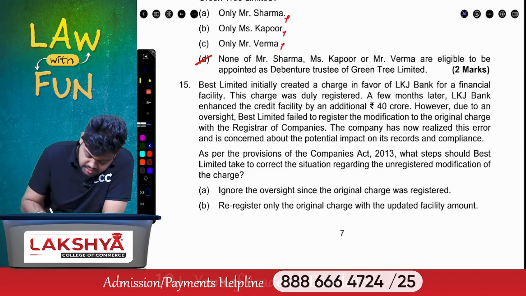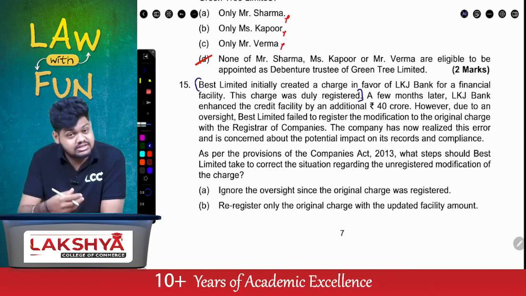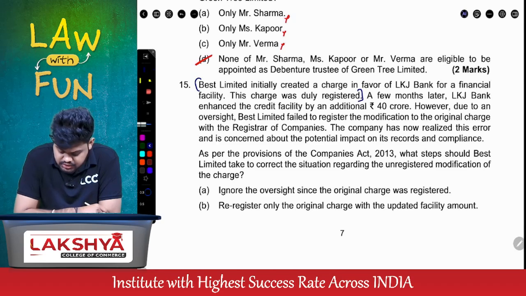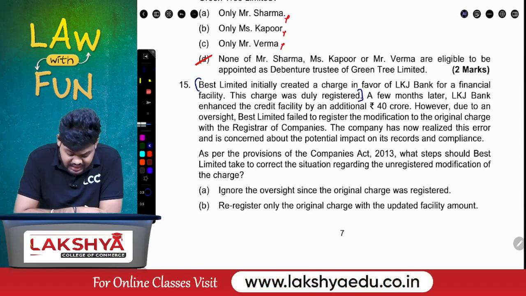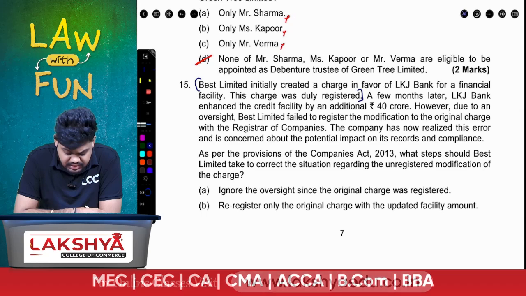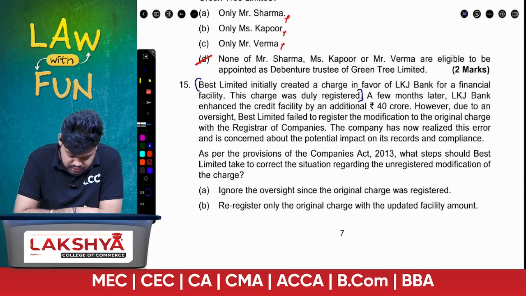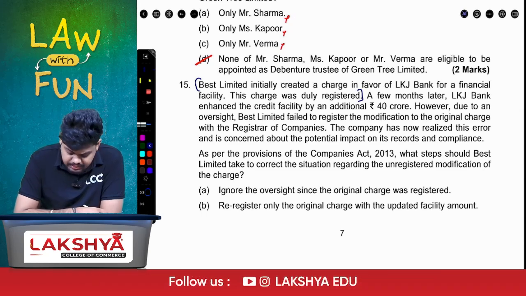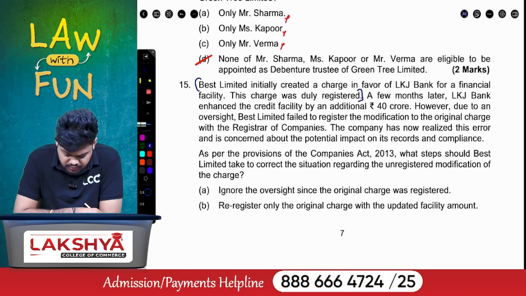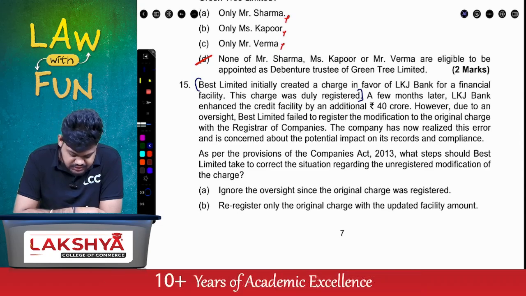This charge was duly registered. So they created a charge and the charge was also registered with the ROC. Few months later, LKJ Bank enhanced the credit facility by an additional 40 crores. However, due to an oversight, Best Limited failed to register the modification to the original charge with the registrar of companies.